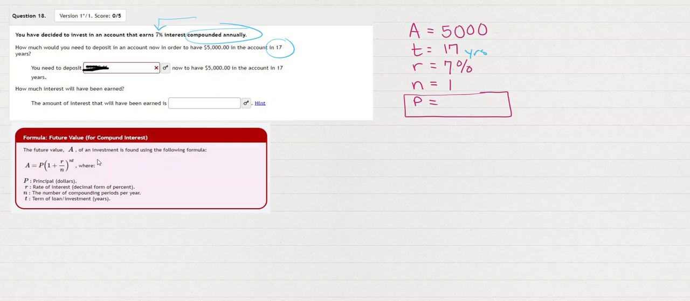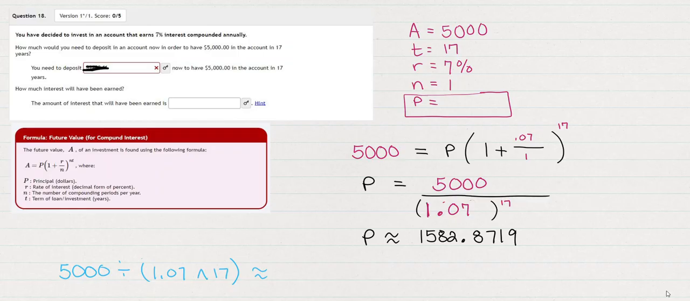Again, I've got the formula written down, and I'm going to write out the given information. The amount is 5,000. Time is 17 years. The interest rate is 7%, so 0.07. The number of compoundings, or n, is going to be 1 because that happens once a year if it's compounded annually. And I'm going to solve for the principal, P. I'm going to fill those numbers in. So 5,000 equals P times 1.07 raised to the 17th power. That's 1 plus 0.07 divided by 1.